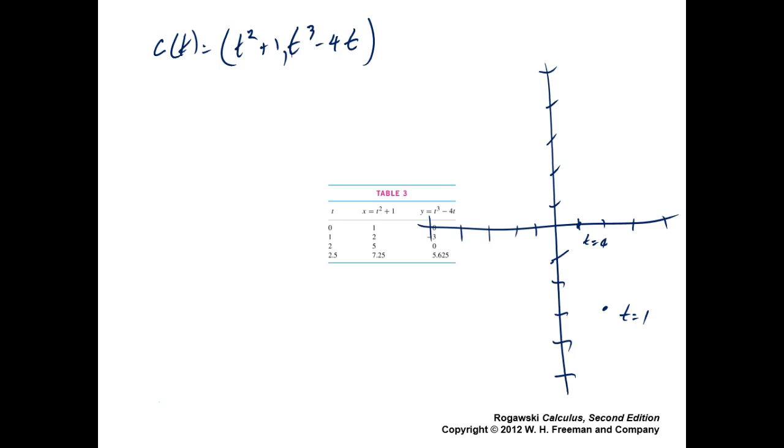T is 2. What would that be? 5 and 0. Whoa, that's not right. I'm already off scale, am I not? I didn't do planning very well here. Sorry to do this, but I was trying to think if there's any way to salvage this. I don't see any.